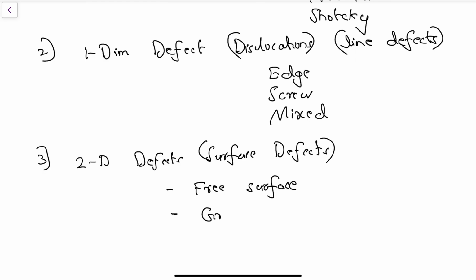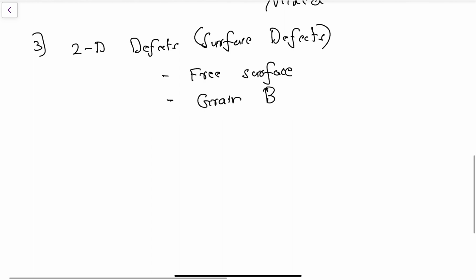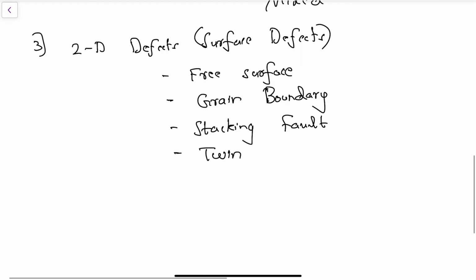Then you have grain boundary. Then you have stacking fault, and then you have the twin boundary. Okay, so these are the four defects we need to study in surface defects.